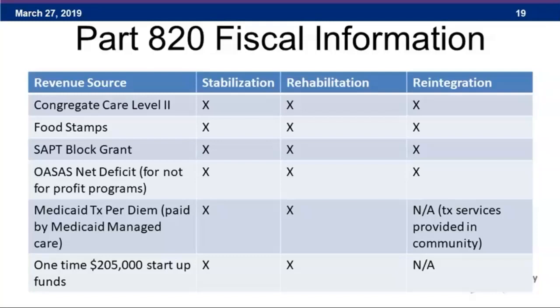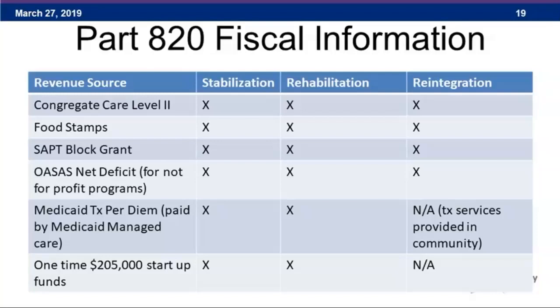It is not a Medicaid fee-for-service reimbursement stream. So that's where the plans not only become our partners from a clinical perspective as far as supporting the 820 program and supporting individuals once they leave 820s, but they're also our partners as far as bringing an additional revenue stream to the stabilization and the rehabilitation elements.